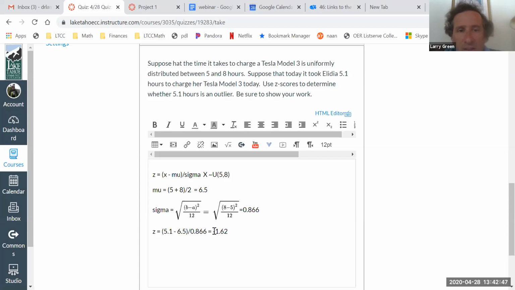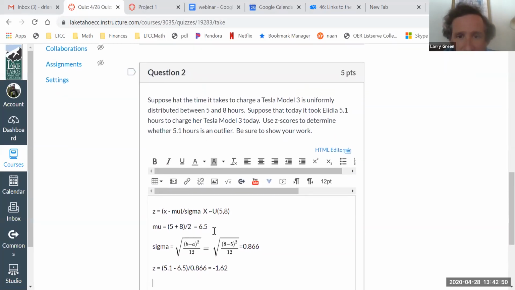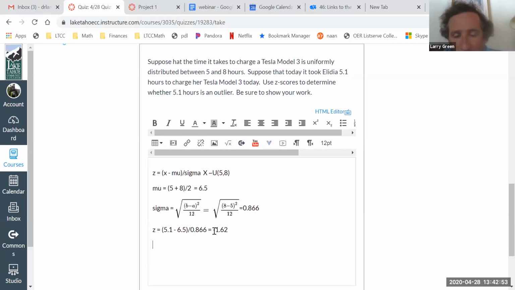Okay, so what's the answer? Our question again was, use z-scores to determine whether 5.1 is an outlier. Was 5.1 an outlier? What do you think? Yeah, no, and the reason is that it is actually greater than -2. Remember, -2 is the bound that we look at to decide whether you have an outlier. If you are to the left of -2, or to the right of 2, you're an outlier. So therefore, 5.1 was not an outlier.